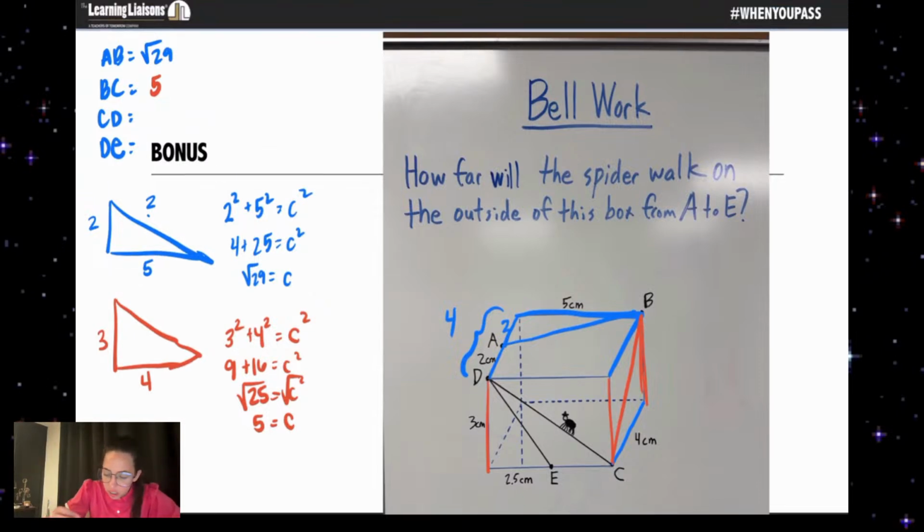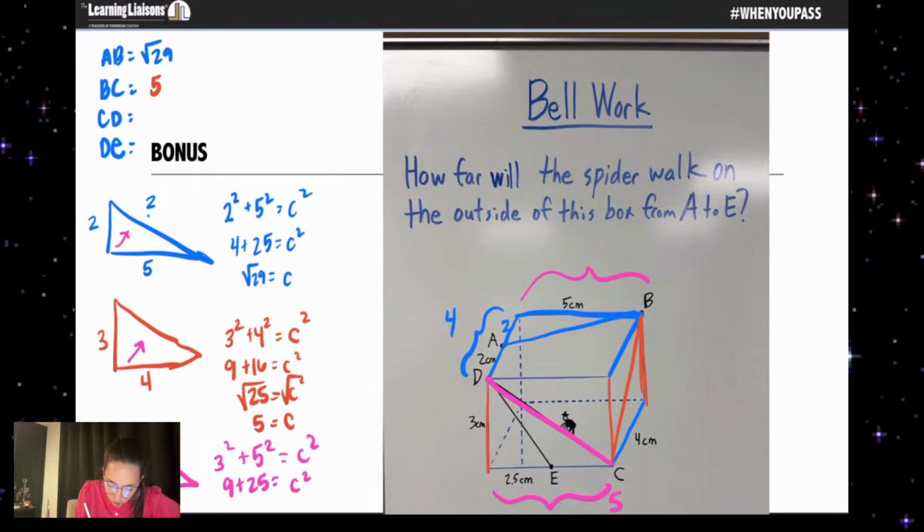So now we're going to do CD. I know that this bottom is 5 because this top is 5. 3, 5. 3 squared plus 5 squared equals C squared. You notice that we're finding the hypotenuse of all of these triangles. So C is going to equal the square root of 34.